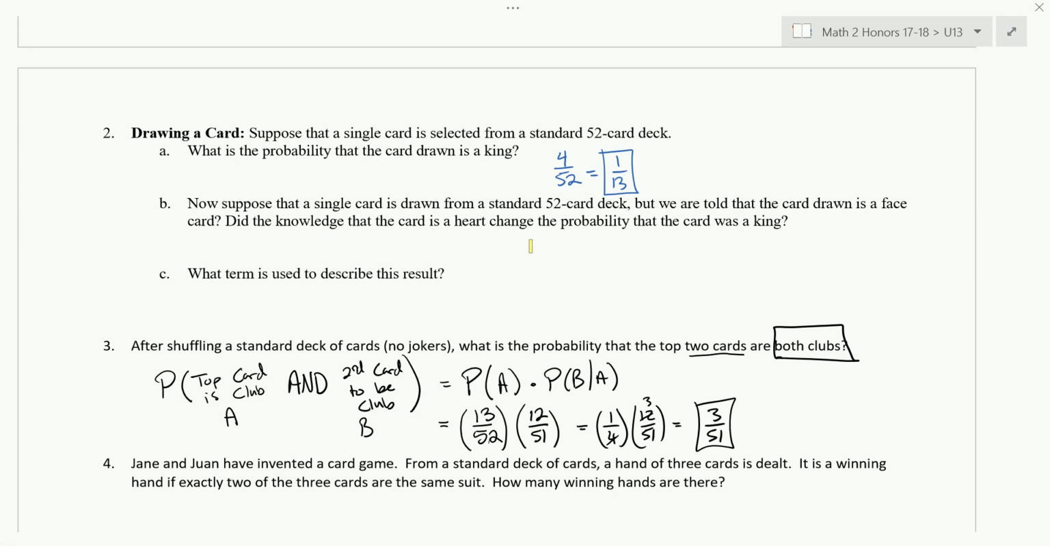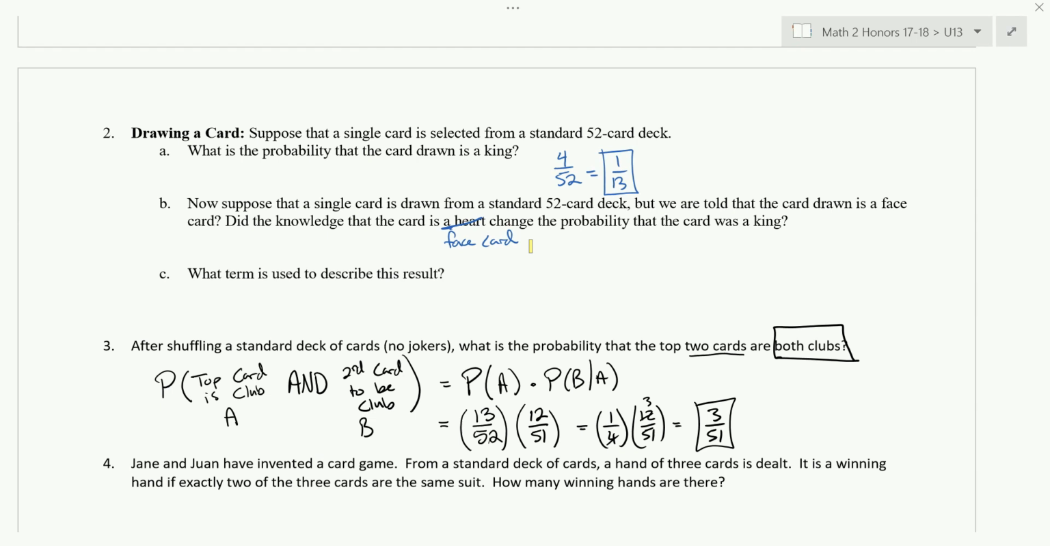Part B, I apologize, was worded poorly. So it should read this, okay? It should say, now suppose that a single card is drawn from a standard 52 card deck, but we're told that the card drawn is a face card. Did the knowledge that the card is a face card change the probability that the card was a king? Okay. Sorry about that, because with the heart there instead of the face card, it got pretty confusing, right?